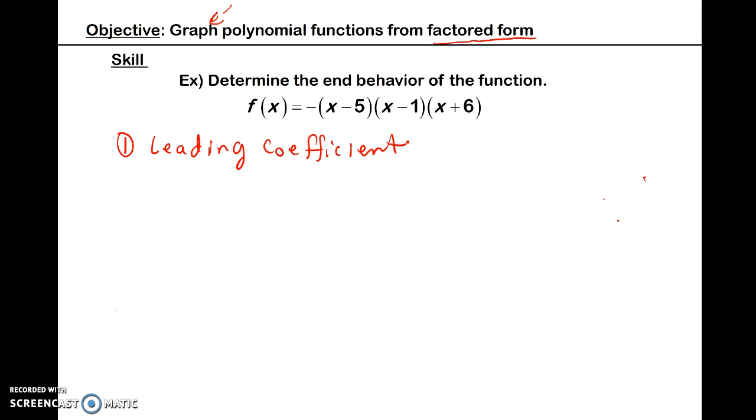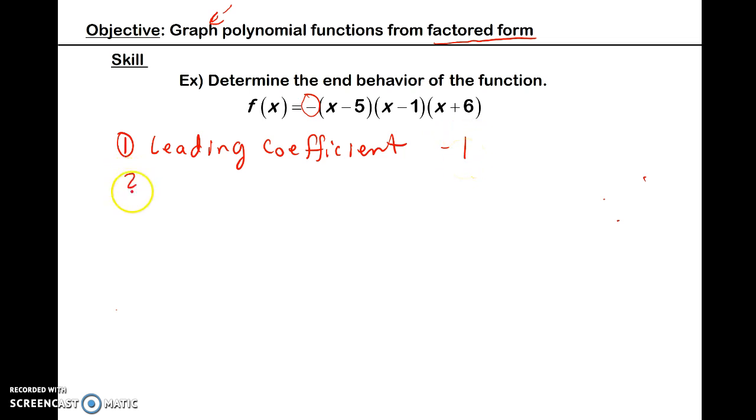And in this case, you do not see a coefficient out front, so therefore it's an invisible one. However, what we do see is a negative value out front, so therefore our leading coefficient is -1.